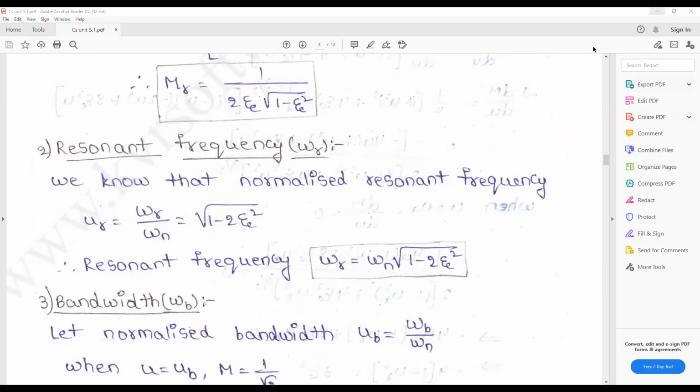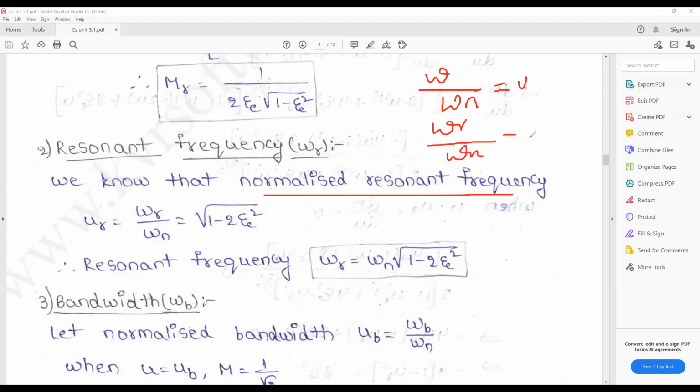Okay, here we took the normalized frequency. For the normalized resonant frequency, you are assuming omega by omega n is equal to u. So you are taking the resonant omega r by omega n is equal to u r.